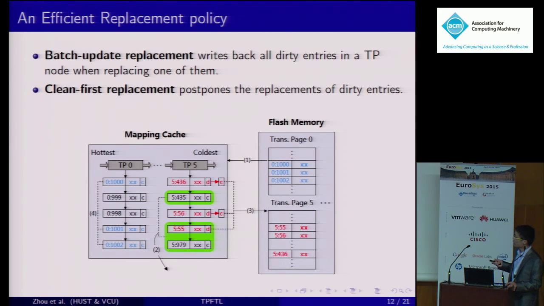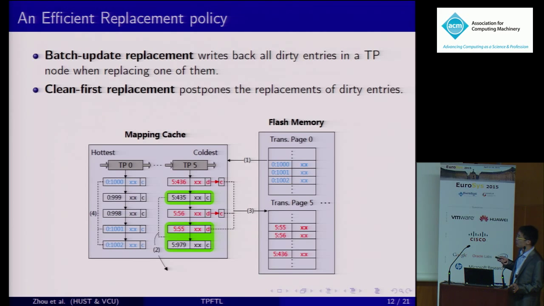3 entries are going to be loaded into the cache, and the cache is full, so 3 entries in the coldest TP node, TP5, are going to be evicted. Clean first replacement postpones the replacement of dirty entries and prefers to choose clean entries as victims. So TPFTL first chooses the 2 clean entries in TP5 as victims, and then the LRU dirty entry marked in green. These 3 entries are evicted.